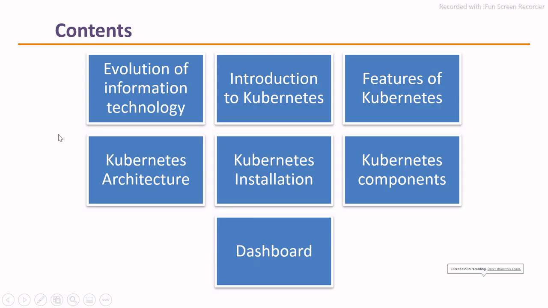So the table of contents includes evolution of the IT industry, introduction to Kubernetes, features of Kubernetes, Kubernetes architecture, Kubernetes installation, Kubernetes components, and dashboards. These are the main topics which we are going to cover, and inside them a lot of subtopics are included, like deployments, services, pods, replica sets, replication controller, and many more.